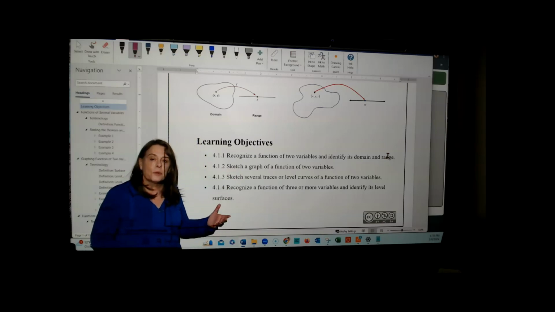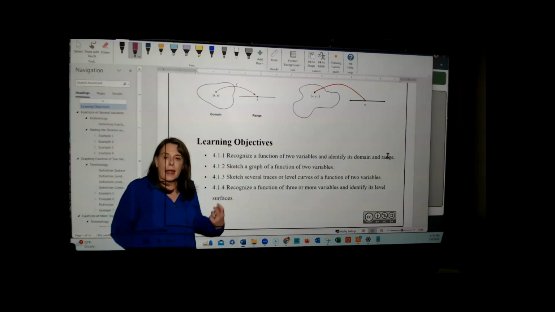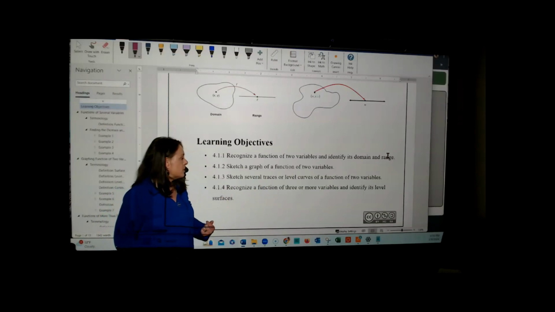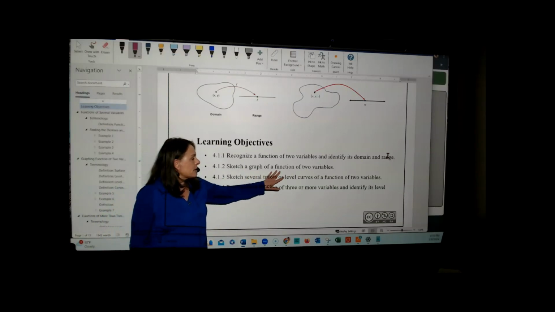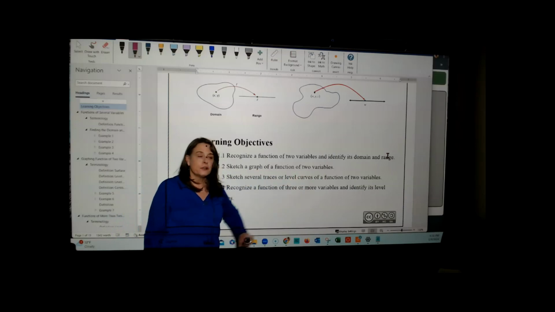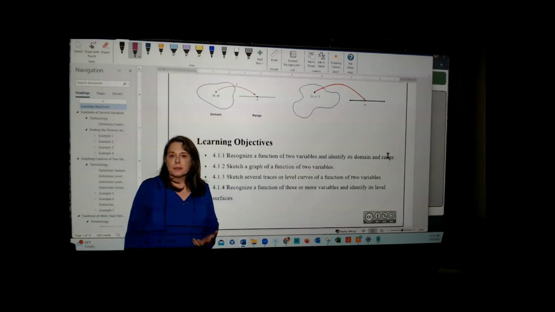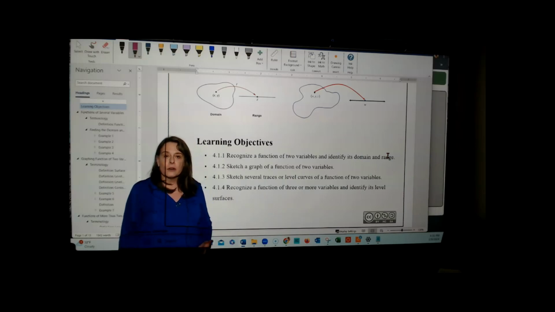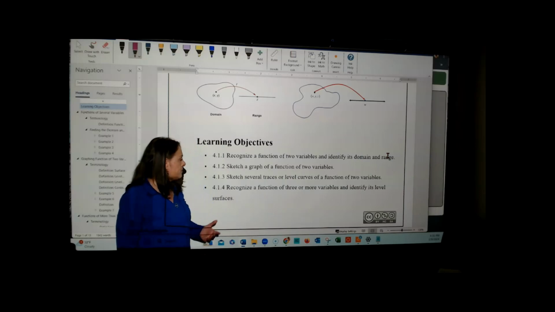The range would be the values that actually come out of the multivariable function. We're going to also sketch graphs of these functions of two variables. And again, I expect my students to do most of their graphing in CalcPlot 3D or some other 3D grapher.